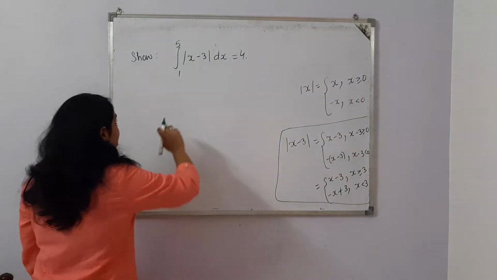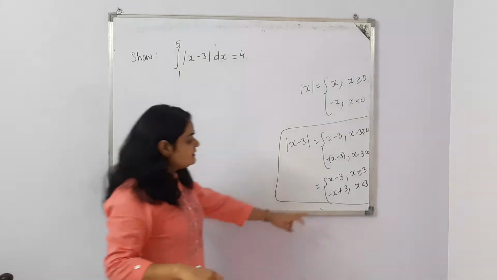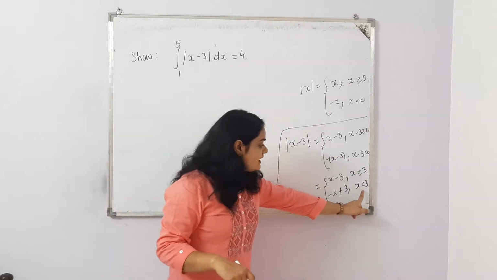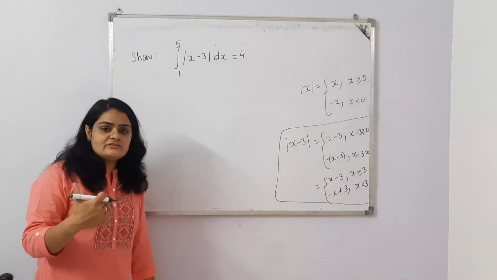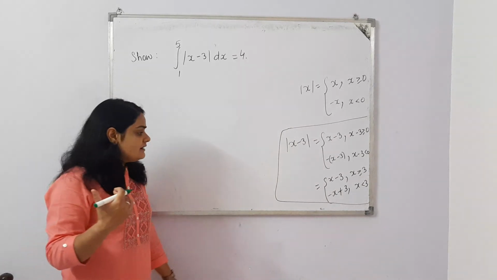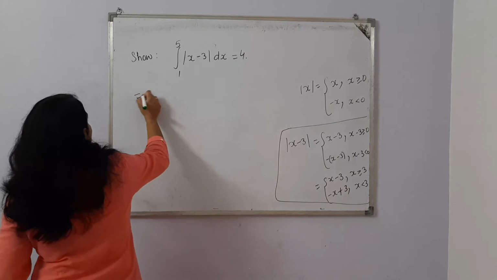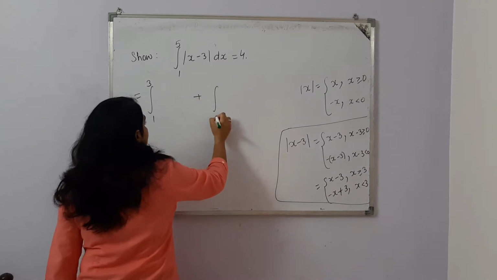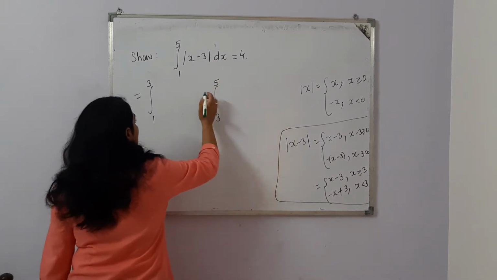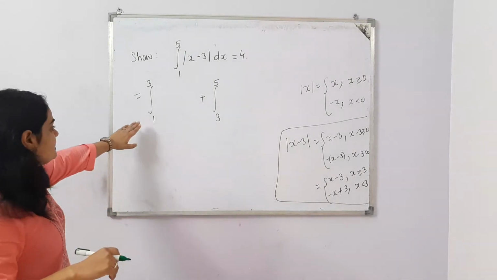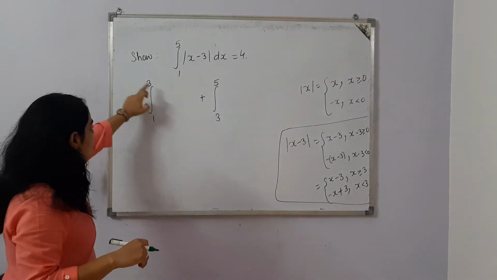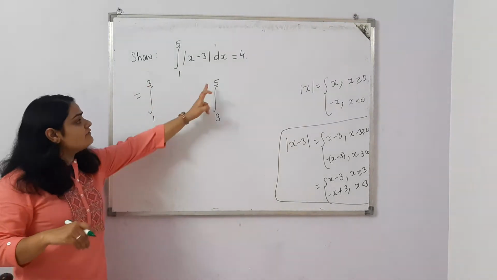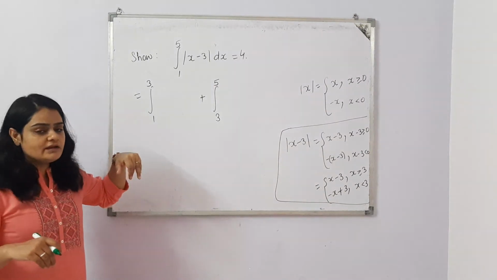Now here the limits are 1 to 5, but you are watching that the limits are splitting at 3, because whenever x is less than 3, the function is minus x plus 3. So what we are going to do is split it into 1 to 3 and 3 to 5. There are two types of limit. I already split it into two limits, 1 to 3 and 3 to 5. And 3 is already lying between 1 and 5, so c is already in between a and b.